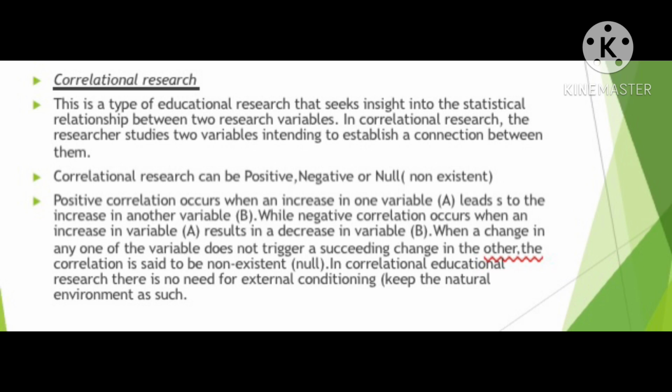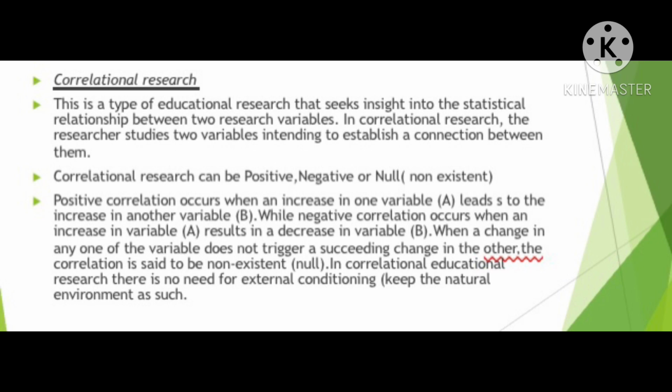Next one is correlational research. So under quantitative, there are three. The third one is correlational research. As the name suggests, here we are checking the correlation between variables, in which way variable X affects Y. Maybe we can say that whenever one variable A increases, the other variable B also increases, then we can say that there is a positive correlation between these two variables.